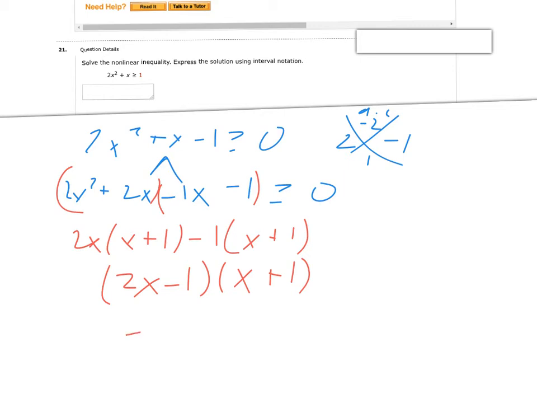And so then on our number line, we're going to have negative 1 and positive 1/2 as closed dots. And then you're going to do your test points from there. We want to be greater than or equal to 0. I'll let you guys handle that one.